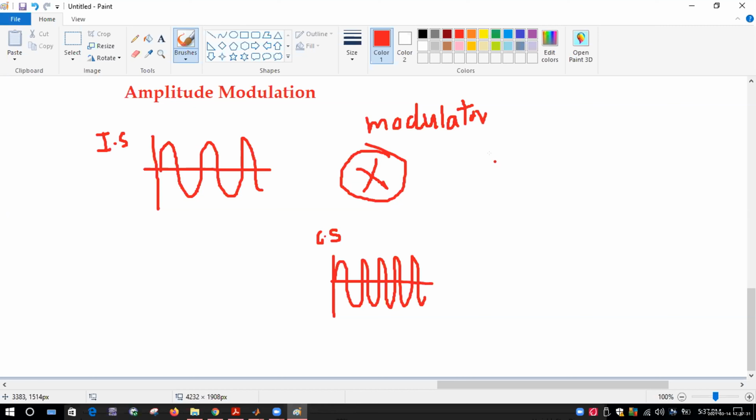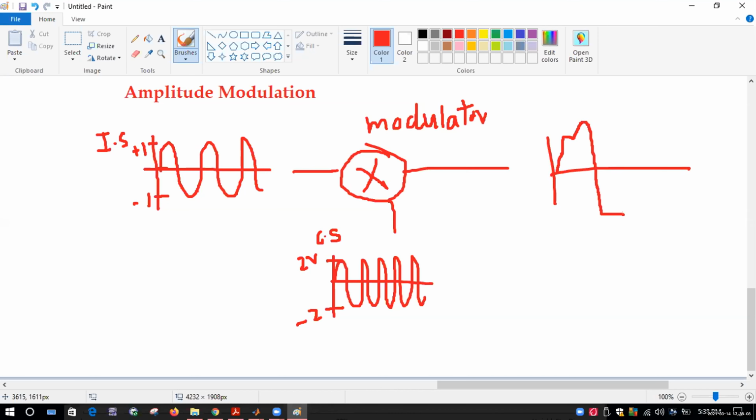Since we are studying amplitude modulation, we will just focus on amplitude. What happens in amplitude modulation is if the carrier amplitude, let's say for example 2 volts, plus minus 2 volts, this amplitude changes according to the amplitude of the information signal. When you mix these two signals, what will happen to the carrier is the carrier amplitude will either go up or it will decrease.